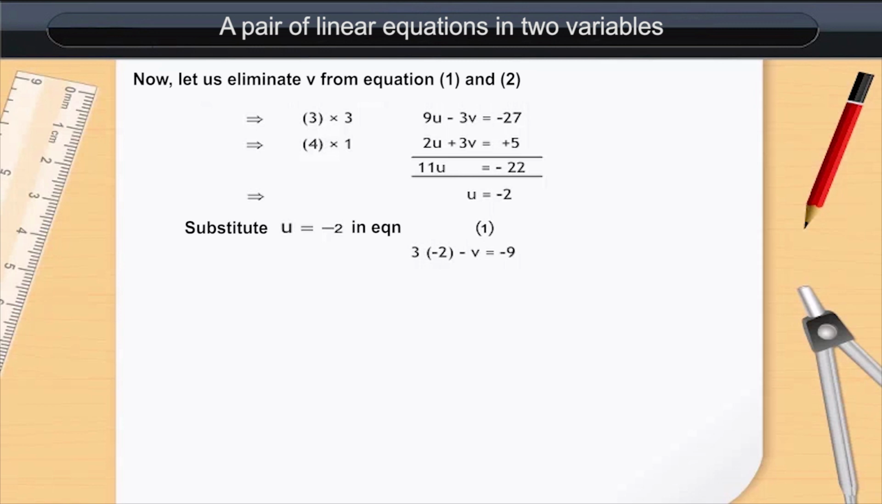Minus 6 plus 9 is equal to v. v is equal to 3. u is equal to minus 2. 1 upon x is equal to minus 2. x is equal to minus 1 upon 2. v is equal to 3. 1 upon y is equal to 3. y is equal to 1 upon 3.